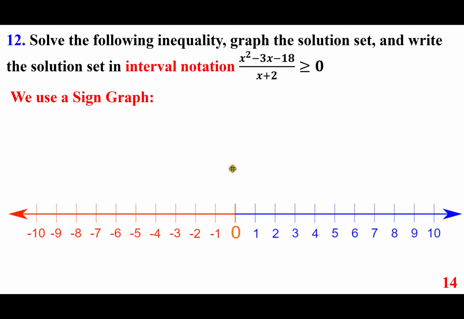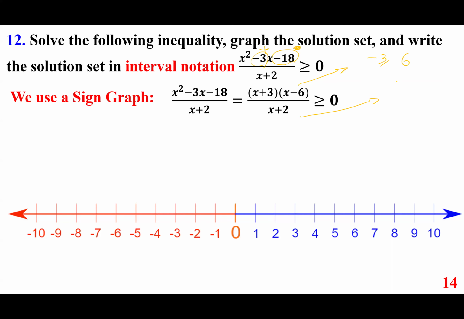Number one, you have to factor everything in the numerator and the denominator. The denominator is fine. The numerator, we want two numbers whose product is negative 18 and whose sum is negative 3. That means positive 3 and negative 6. That's the first thing. Then you set the top and the bottom equal to 0. If you set the top equal to 0, the values are negative 3 and positive 6. If you set the bottom equal to 0, it is negative 2. You put those three numbers on a number line in order from smallest to largest.